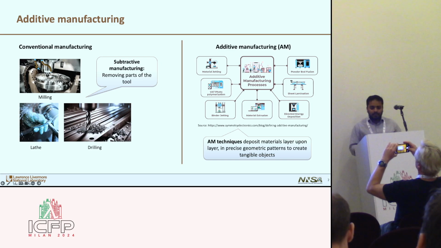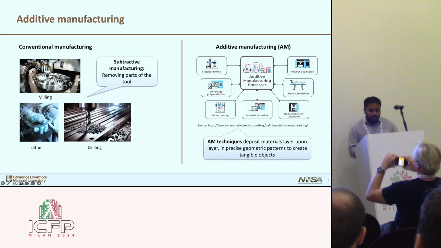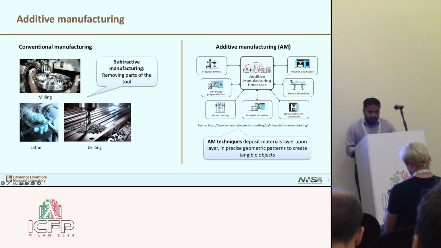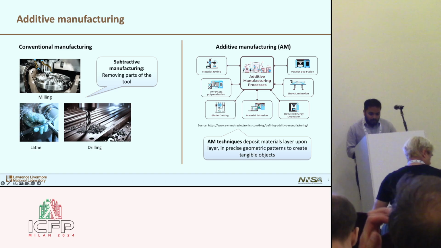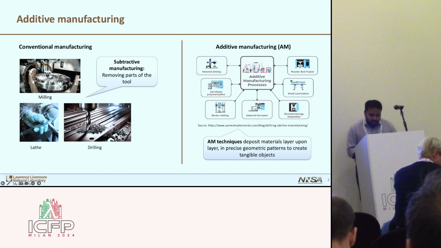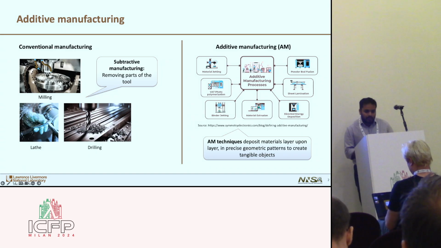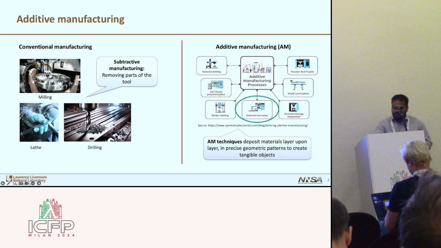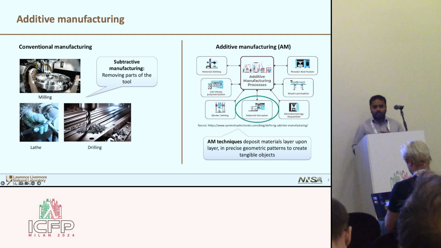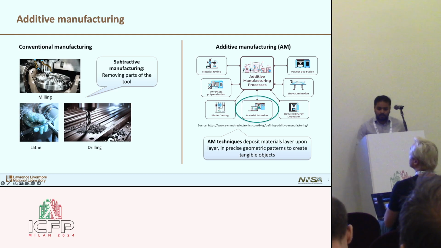And there are typically 7 types of additive manufacturing techniques, namely material jetting, wet photopolymerization, binder jetting, material extrusion, directed energy deposition, sheet lamination, and powder bed fusion. In this work, I'll be discussing the material extrusion, wherein material or the filament is extruded from the nozzle and melted to synthesize a 3-dimensional object.